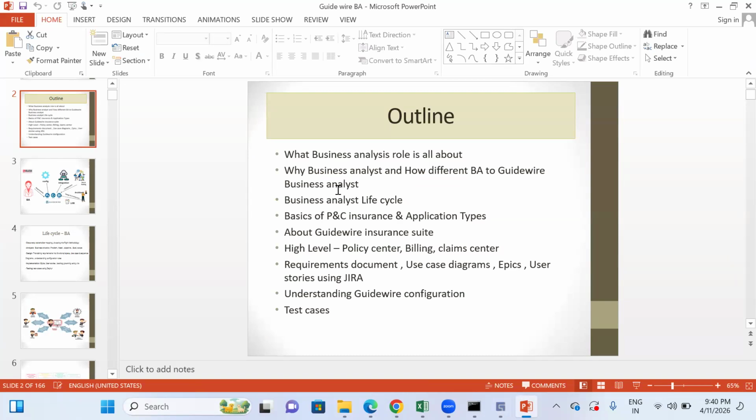So it starts with BA only: the BA life cycle, writing some user stories, right? So everything that we will be learning. After that, slowly I'll get into the Guidewire part. That's how it is. Understood? Got it. Yeah, thank you. Next, any questions, please?